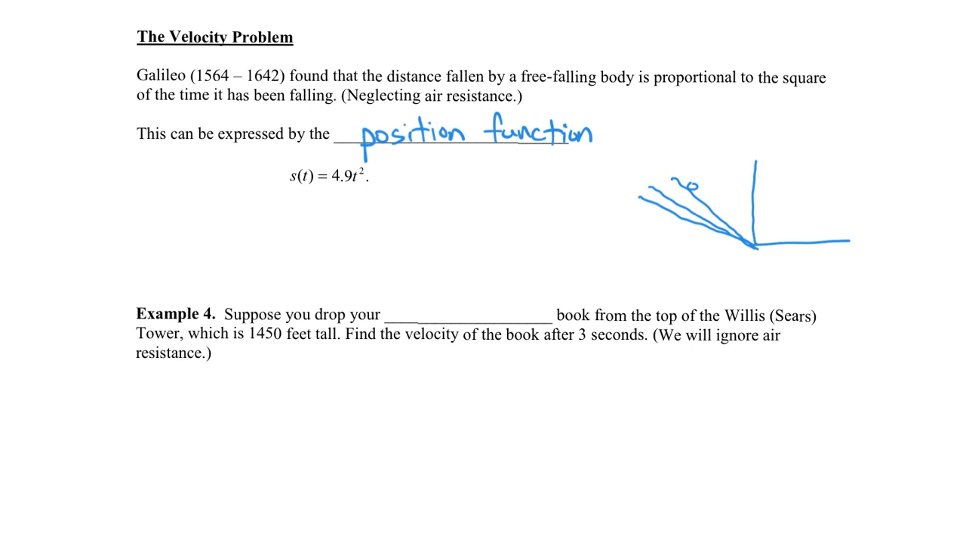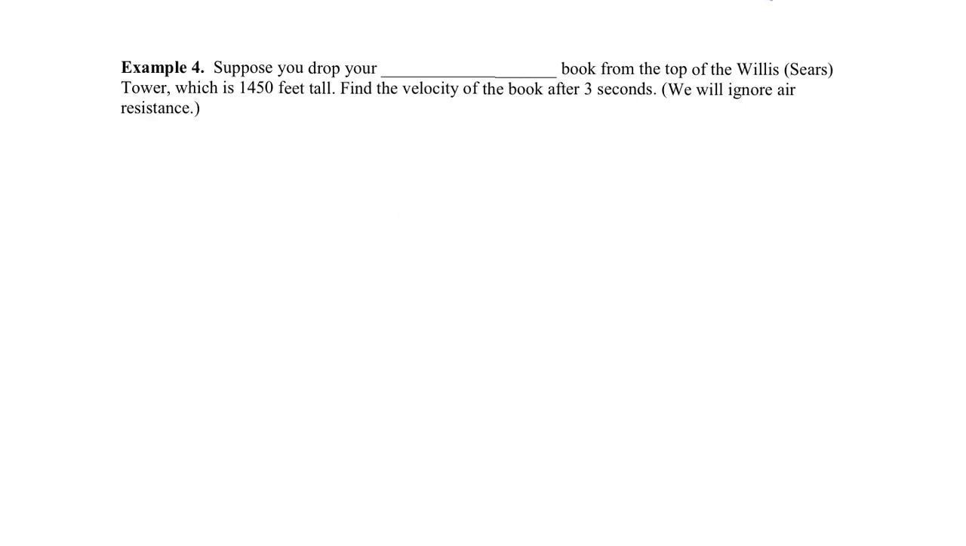This one here is using meters. And if you used feet, then you would have this model, S of t equals 16.1 t squared. And these numbers are both based on acceleration due to gravity. So to see how this works, let's suppose you go to the top of the Willis Tower, or the Sears Tower, which is 1,450 feet tall.